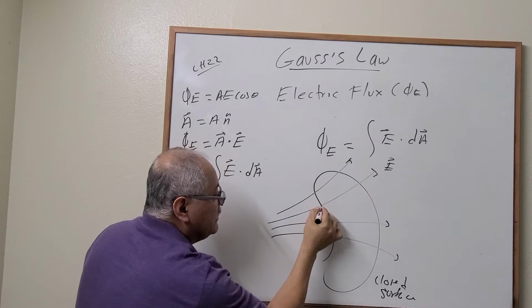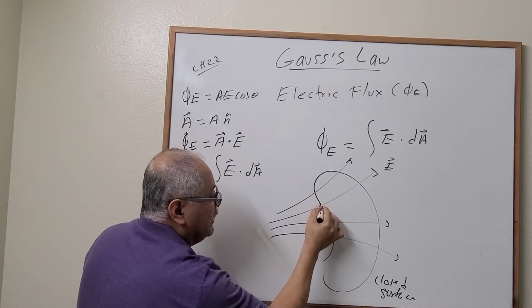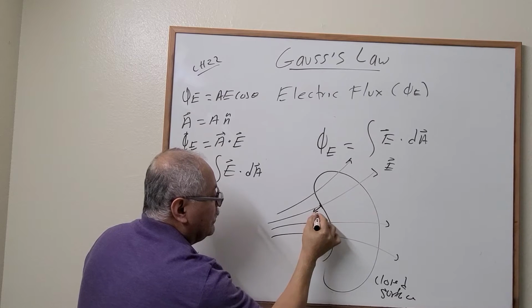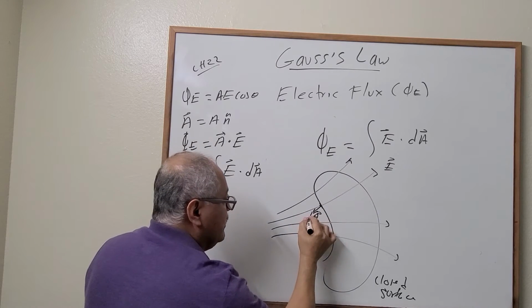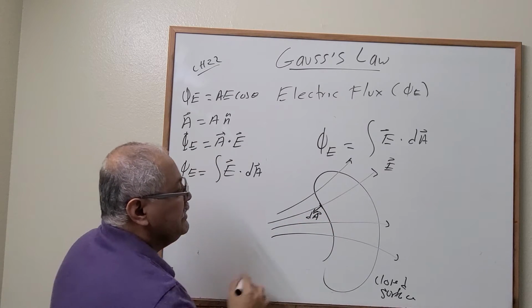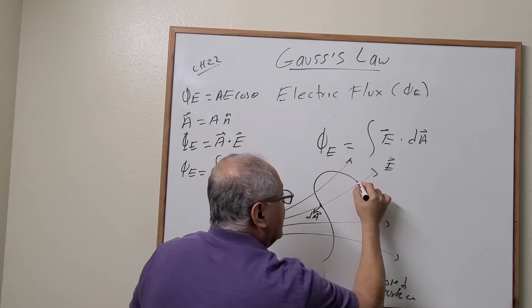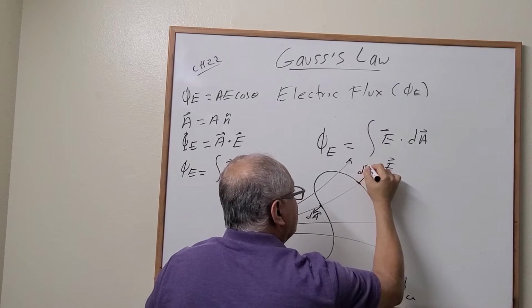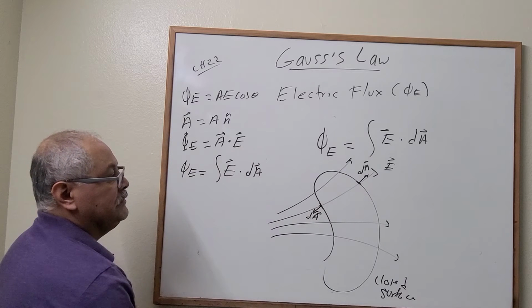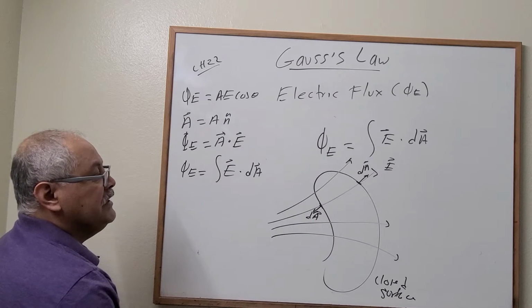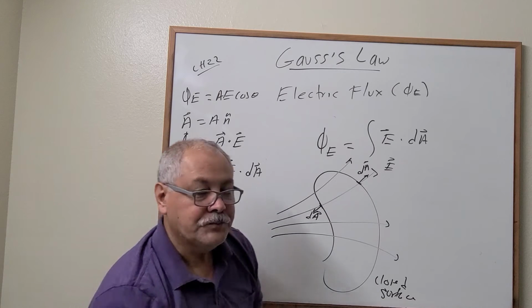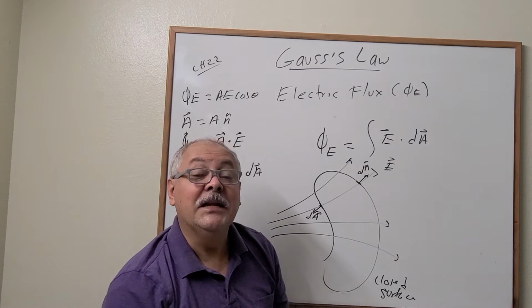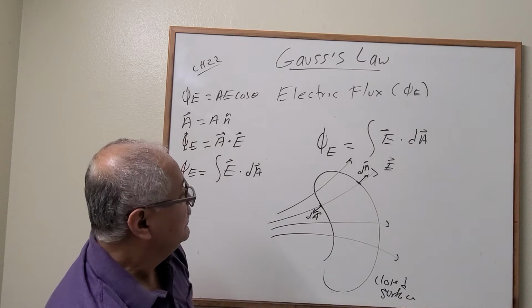Imagine that we are right here on this area. This is the area as a vector dA, for example. This is perpendicular. This is the element of area, correct, to find the magnetic flux, the electric flux.